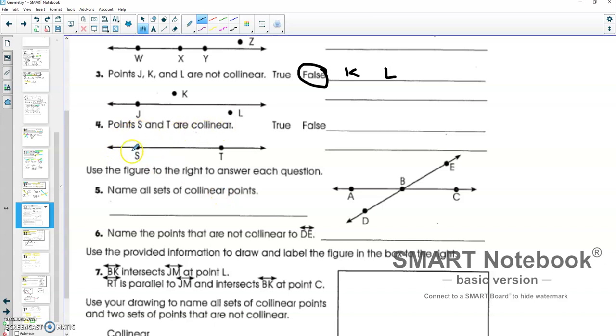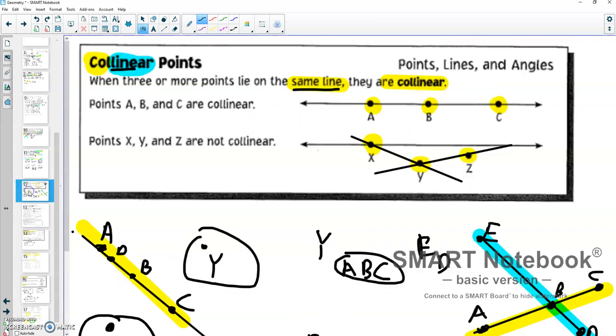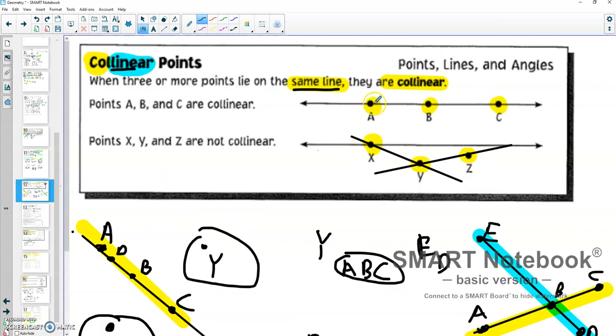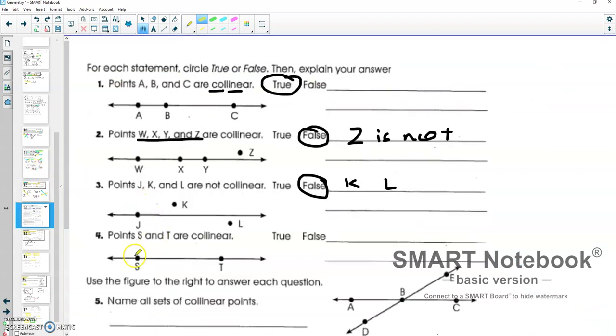Points S and T are collinear. Are they on the same line? Yes. But let's make sure. If I go back, they're on the same line, but it has to be 3 or more points. Okay? This one was the tricky one. These two are on the same line, but it does not mean it's collinear because there are no 3 points. It needs 3 points.